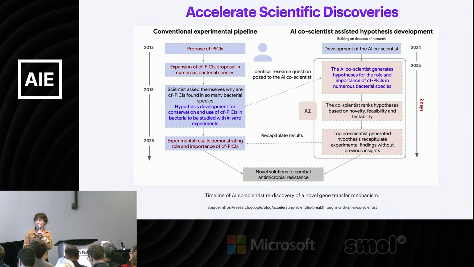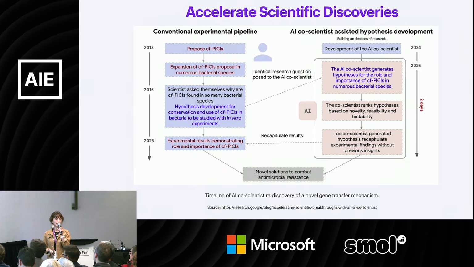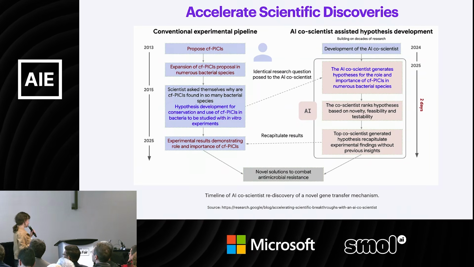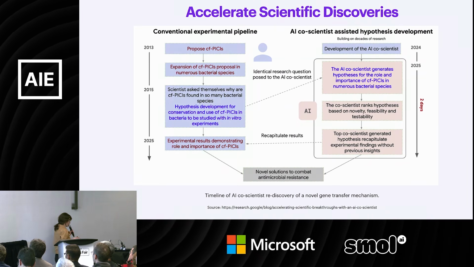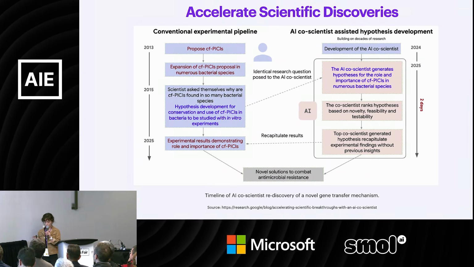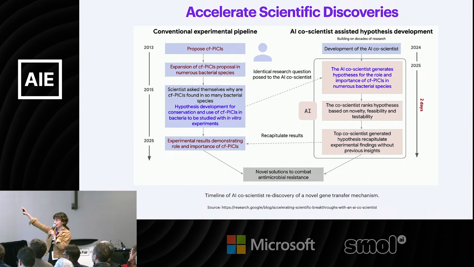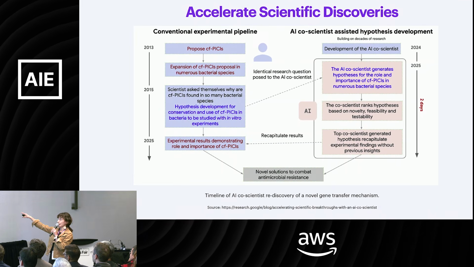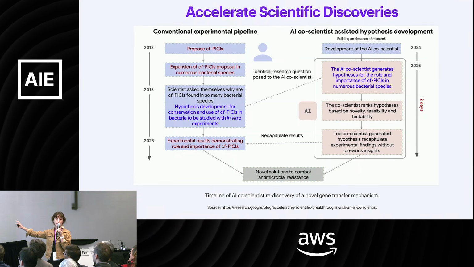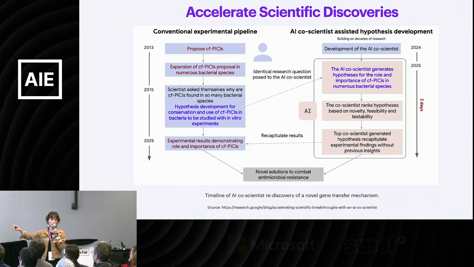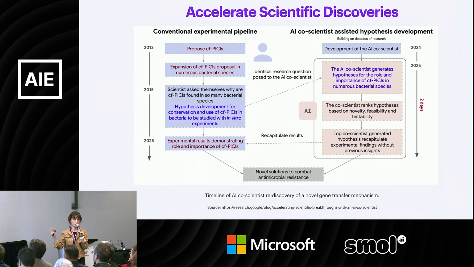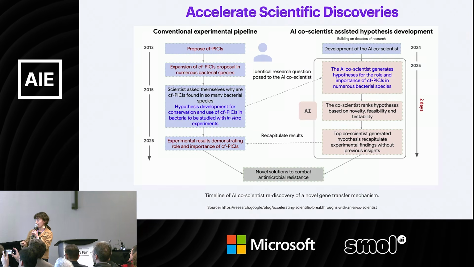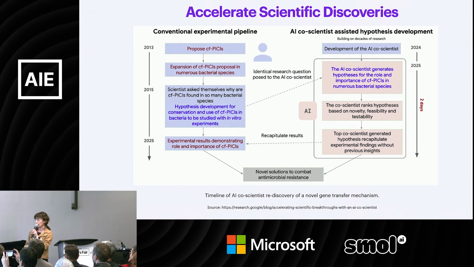And not only that they did that, but they actually tested it against prior discoveries. And this was super interesting. So they tested it against prior discoveries on gene transfer mechanisms. A discovery that took scientists 12 years, it took the AI scientist 2 days to come up with, without having seen the data. So it was not aware of how the gene transfer works. This was not part of the training.